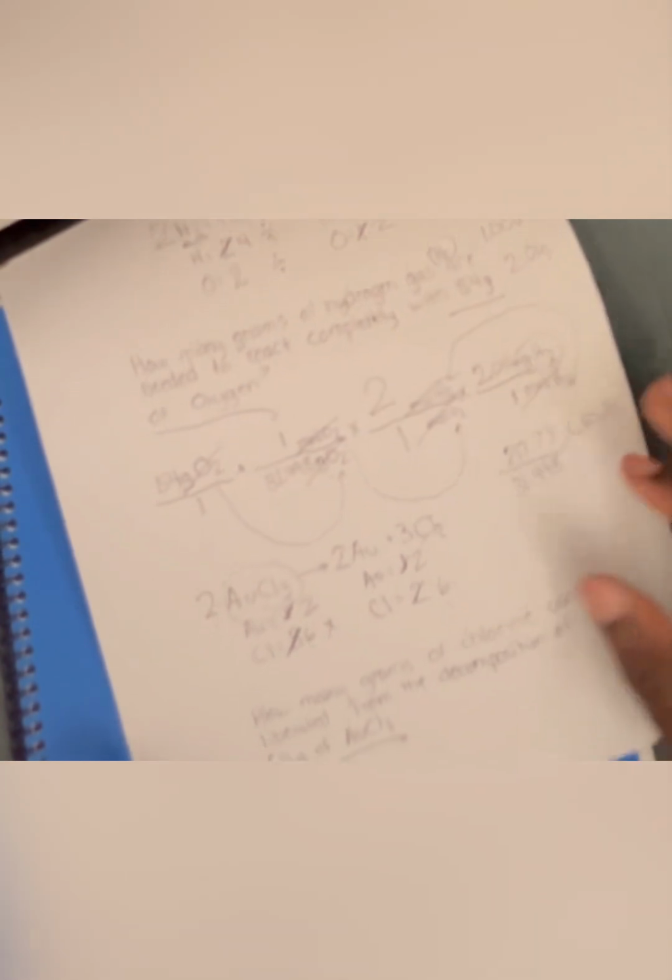64 grams AuCl3 over 1. All right. So again, since we're going from grams to grams, it's going to be 4 lines. So times 2, 3, 4.